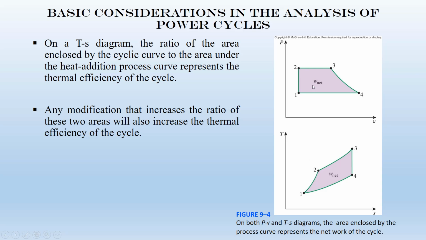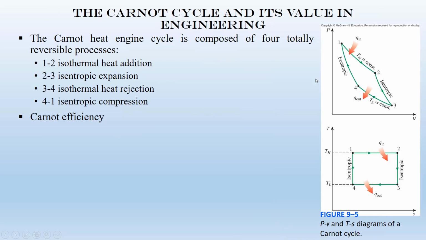So the area enclosed by the PV diagram of a gas power cycle equals W net, and this equals Q net. And then eventually this area equals this area.